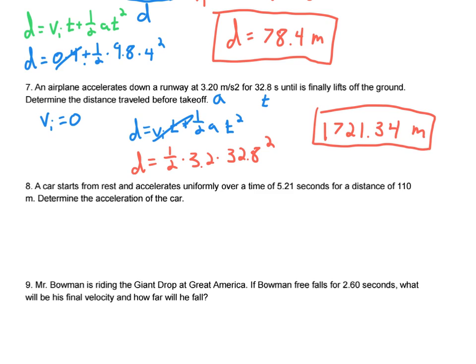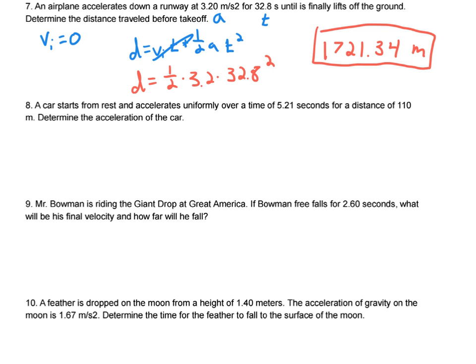Next up, the car starts from rest and accelerates uniformly. So again, starts from rest. Again, we can say initial velocity is equal to 0. We have a time, we have a distance, and we're going to try to figure out the acceleration. So we don't care about final velocity. So again, we'll use that same formula, but we're solving for a different part of it.